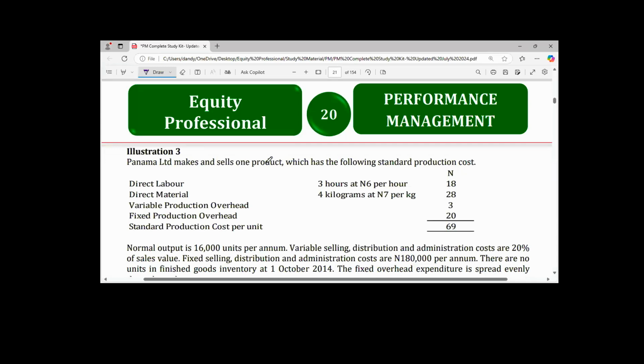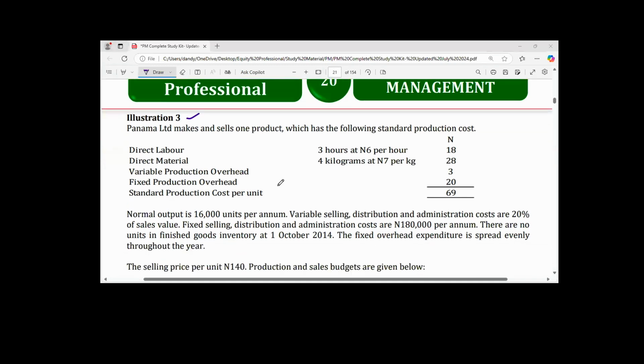So quickly, I need somebody to read for us. I need somebody to read the question on illustration number 3, Panama Limited. Who will take the lead? Panama Limited. Thank you, Grace. Go ahead.